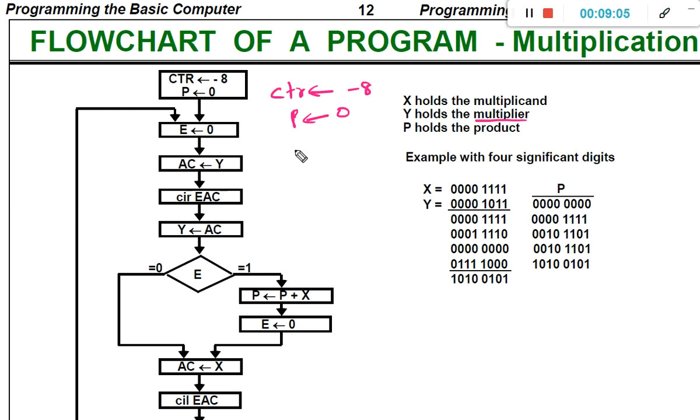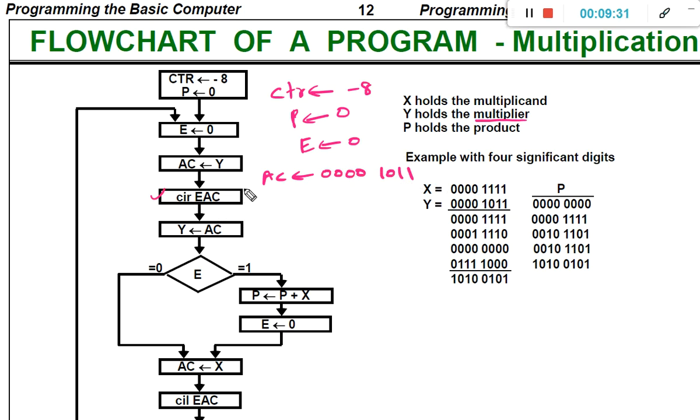Next, E. The expansion bit is initially assigned 0. Next, AC. AC is the accumulator register. The accumulator register is assigned the Y value. What is the Y value? 0 0 0 0 1 0 1 1. This is the Y value, so the Y value is assigned to the accumulator register.